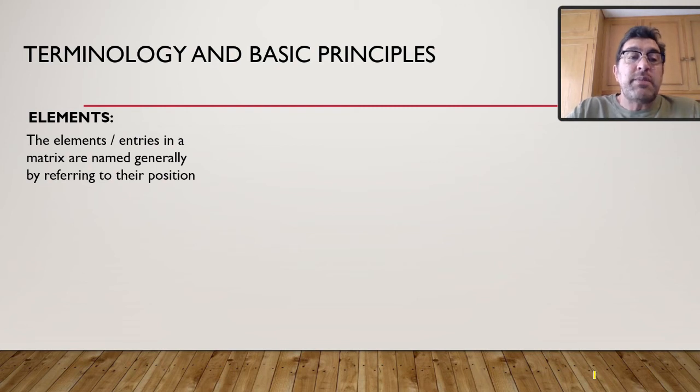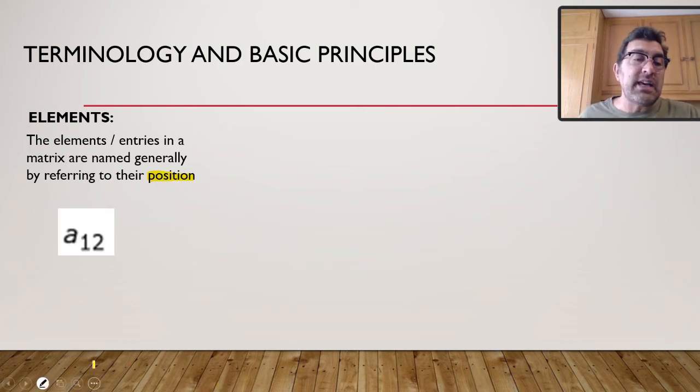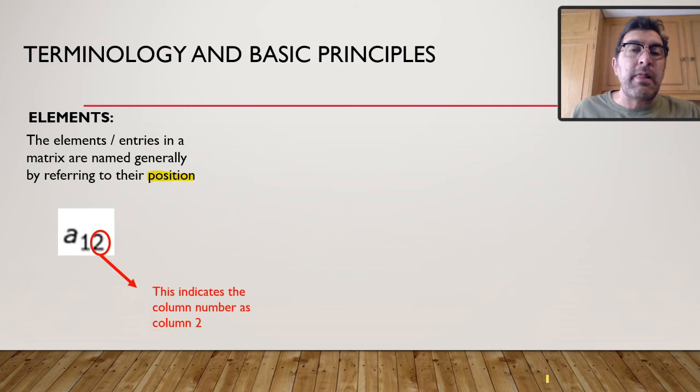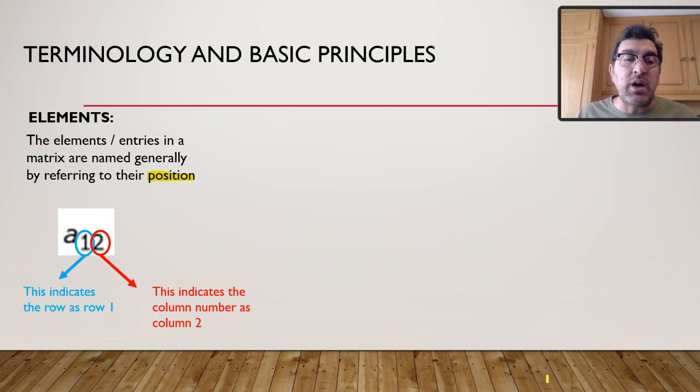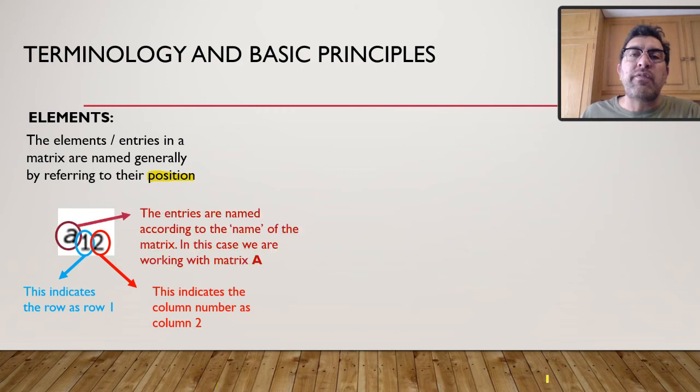The elements or entries in a matrix are named generally by referring to their position. Now remember, what did I say? I say rows and then columns. So by calling it A, there's a meaning to that, a meaning to the 1 and a meaning to the 2. Let's see what it means. The 2 means that the column number of that entry is 2, so that's one of the entries in column 2. Which specific entry are we talking about? Well, the entry in row 1, column 2. So it lies in the first row in the second column of the matrix A.